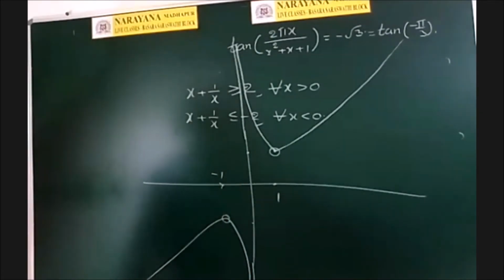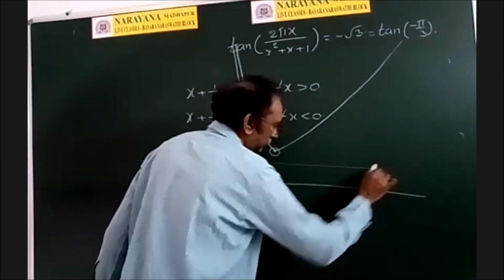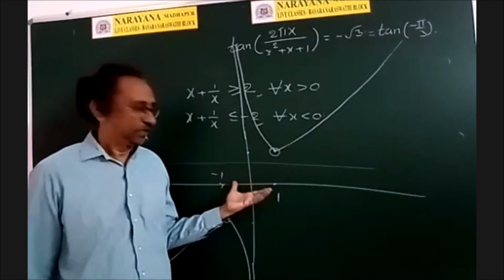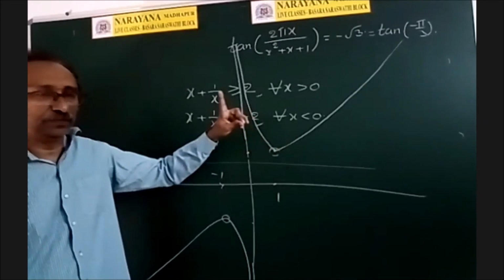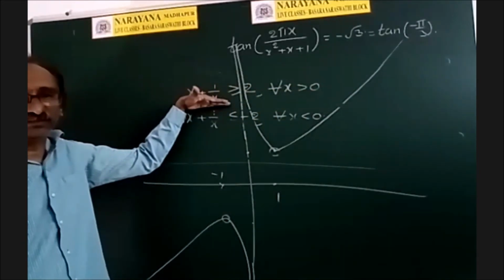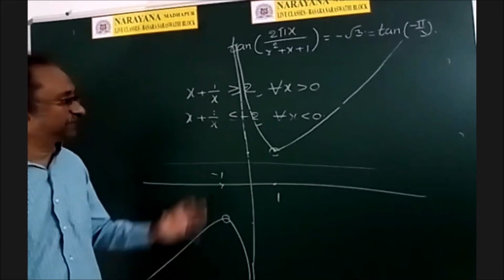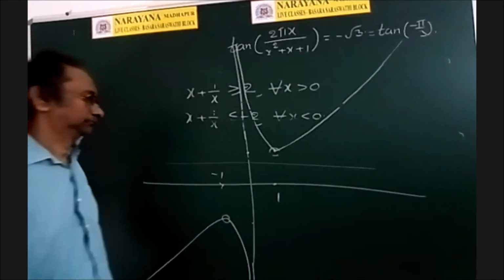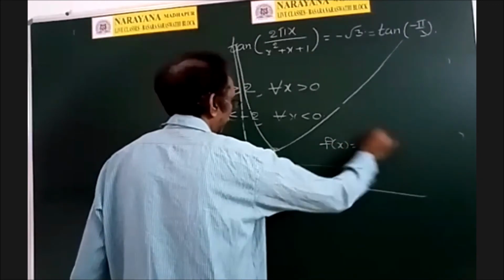And therefore, if you draw a horizontal line here, it won't cut the graph. That means it does not have any solution. Suppose you draw the line y is equal to 2, it touches the graph. That means only one solution. Here, the line intersects the graph 2 times. That means it has 2 solutions. Okay? Right, write down. First, draw this graph. This is a very useful graph. The x plus 1 by x graph. f of x is equal to x plus 1 by x.